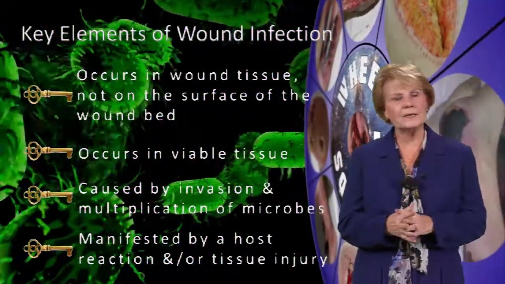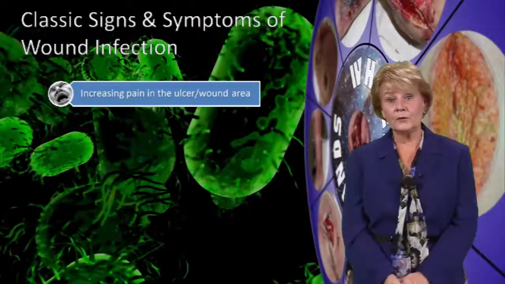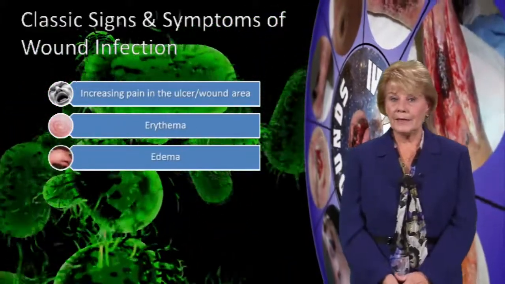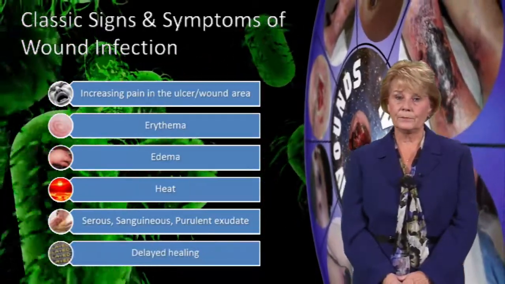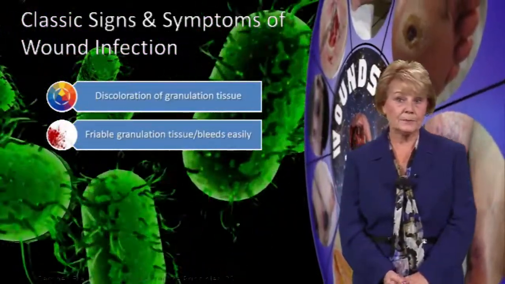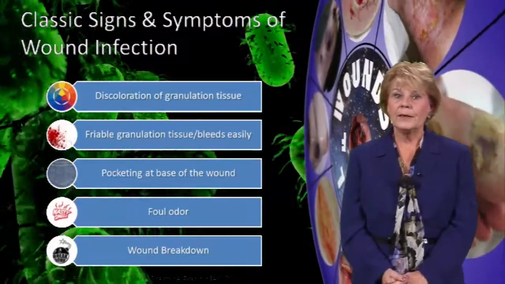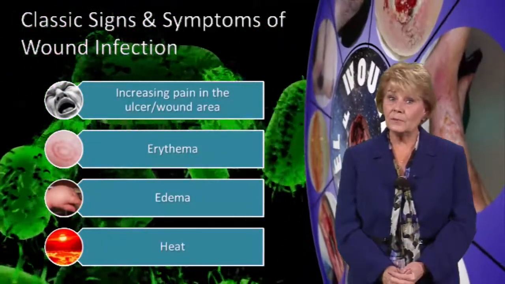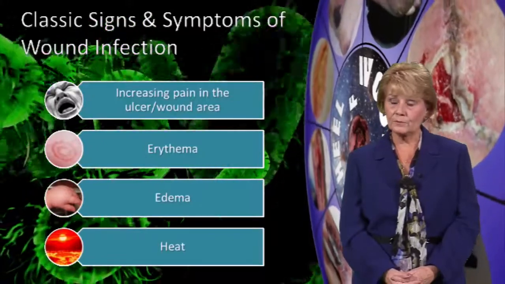What are some of those classic signs and symptoms of infection? The most common are increased pain in the underlying wound area, erythema, edema, heat, serous, sanguineous, or purulent exudate, delayed healing, discoloration of granulation tissue, friable granulation tissue that bleeds easily, pocketing at the wound base, foul odor, and wound breakdown. Keep in mind that the first 4 signs are also known as signs of inflammation, which can be elicited by tissue damage unrelated to infection.